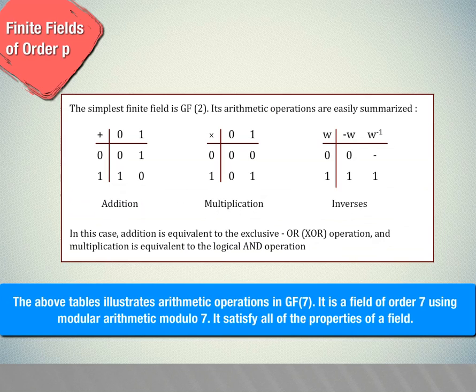The above tables illustrate arithmetic operations in GF of 7. It is a field of order 7 using modular arithmetic modulo 7. It satisfies all of the properties of a field.